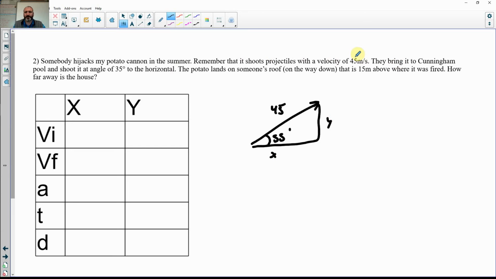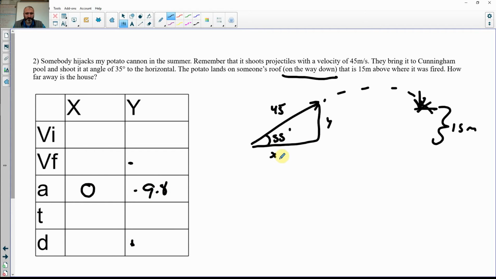The potato lands on somebody's roof on the way down. I added this in. That is 15 meters above where it was fired. How far away is the house? So now we're shooting it up 15 meters, but it's going on the way down. So the final velocity is actually going to be negative, and the displacement in the y is going to be positive. So just sort of keep that in mind.